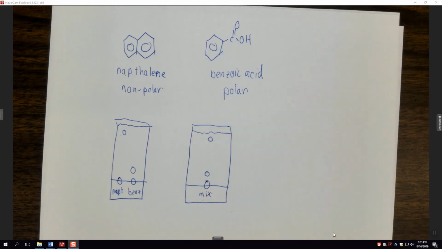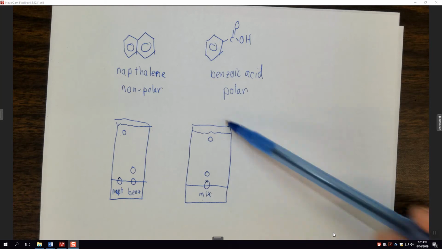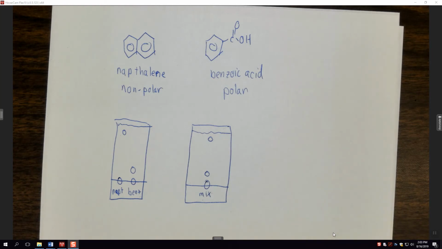Now, is this an absolute definitive test with no further testing required, like, for example, using a GCMS? No, definitely isn't. But it's a relatively good confirmatory test, or at least preliminary test, to say, hey, there's a good chance that this mixture contains both benzoic acid and naphthalene.